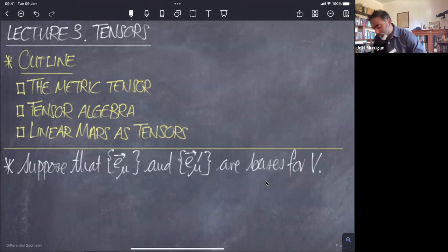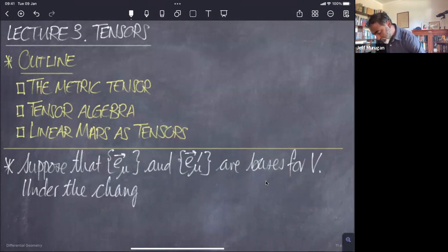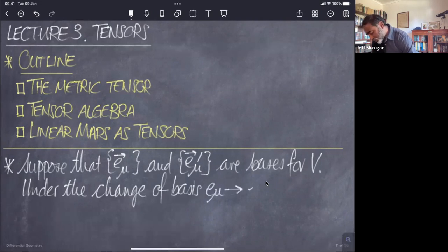for the vector space V, right? Then we know that we can express E in terms of E prime or E prime in terms of E. So under a change of basis, that we've been hopping on for the last 2 lectures, where E mu goes to E mu prime, and E mu prime was related to E mu by A inverse mu nu E nu.